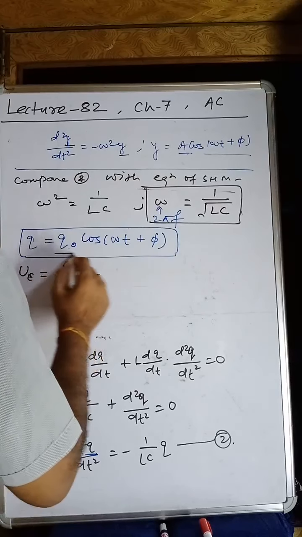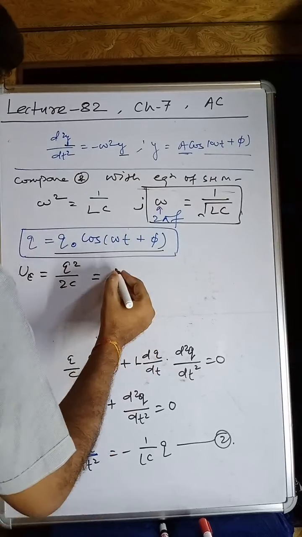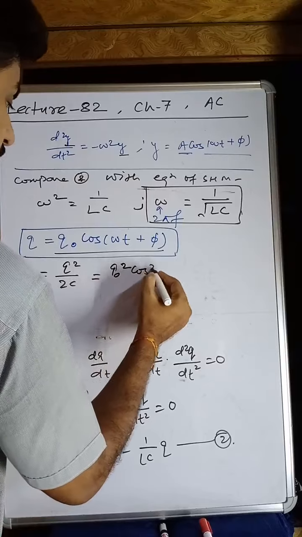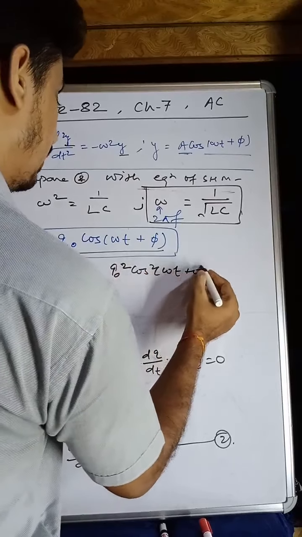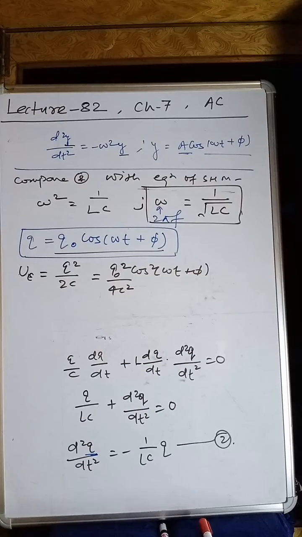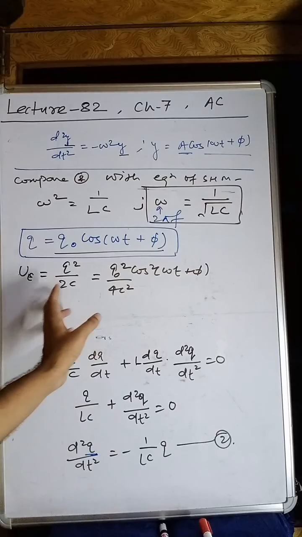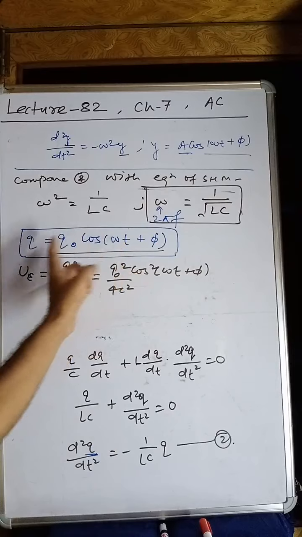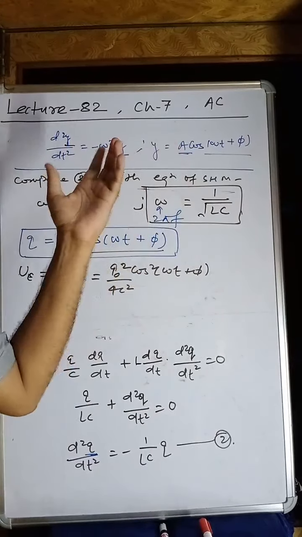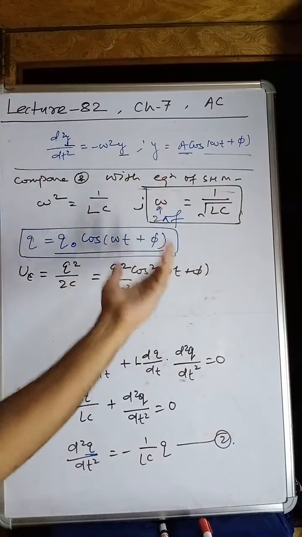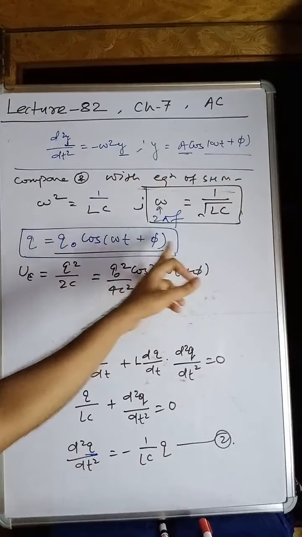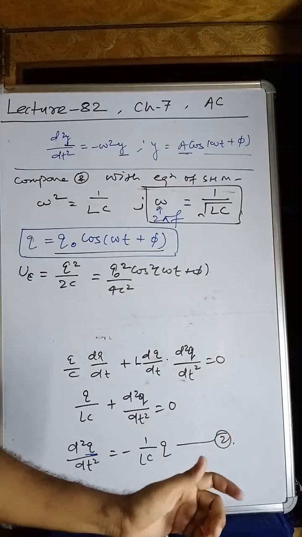Here the Q we are having, how much? It is Q naught square cos square omega t plus phi divided by 4C square. Am I right? Yes. This is a function of time. As you know, the charge increases and decreases on the capacitor, it charges and discharges, so with time it changes. And this cosine represents that the charge changes sinusoidally.